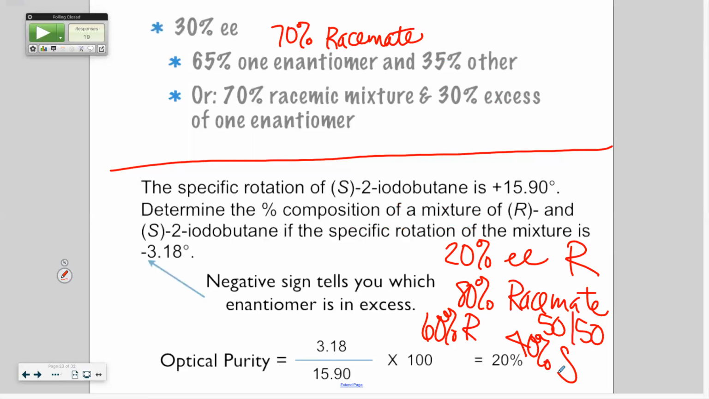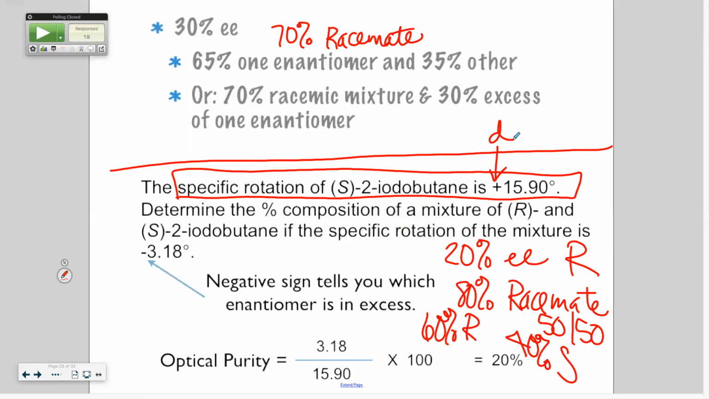Kind of running out of room over there. So what does the positive 15.9 tell you? That is the specific rotation of S-2-iodobutane. Yeah, but doesn't that tell you whether it's levorotatory or dextrorotatory? Yeah, the plus tells you which one, levorotatory or dextrorotatory?